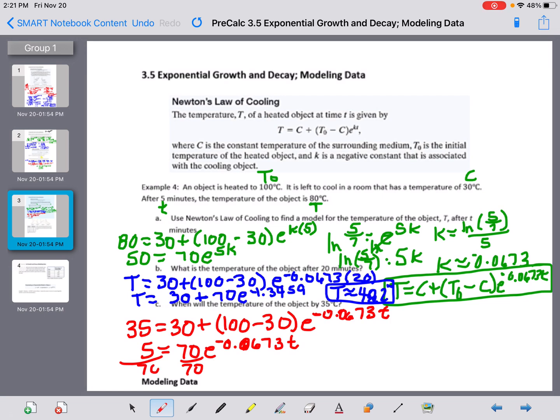This one definitely makes a difference, right? Because it's 5 divided by 70 now. So I'm going to get 5 divided by 70 equals e to the negative 0.0673t. Take the natural log of both sides. The natural log of that chunk, 5 divided by 70, equals negative 0.0673t.